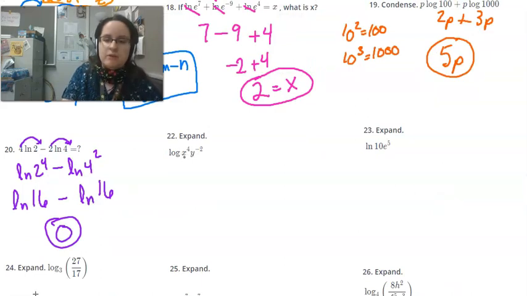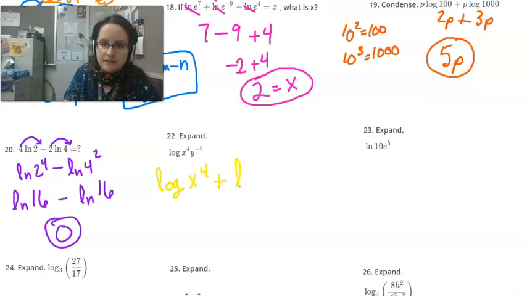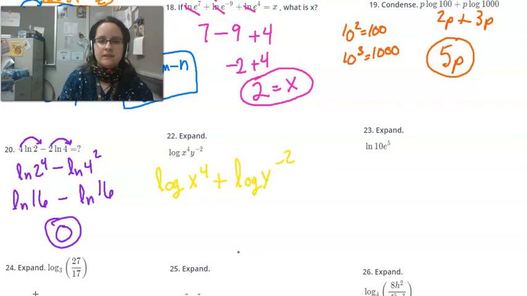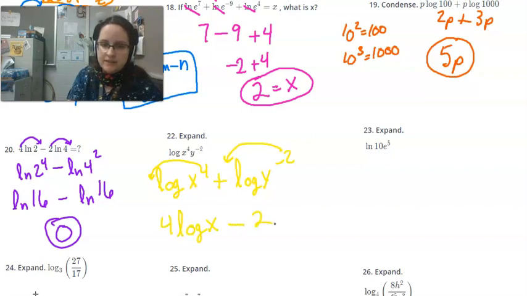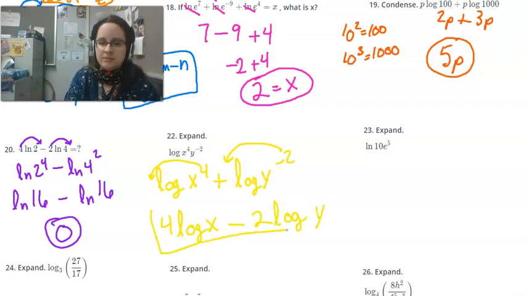So we're multiplying these two bases together, so we can rewrite it as log x to the 4th plus log y to the negative 2nd. We can use our power rule to move these exponents back to the front. So we have 4 log x minus 2 log y. And that would be our expanded expression.